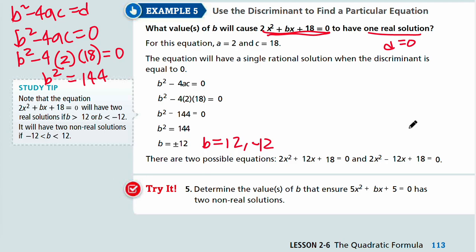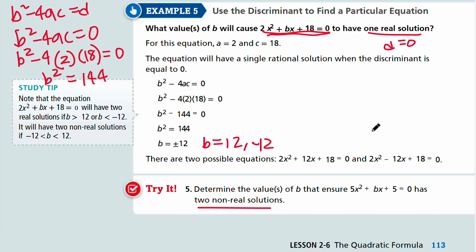So let's look at try number 5. Determine the values of b that ensure that this equation 5x squared plus bx plus 5 equals 0 has two non-real solutions. Okay, so again, there may or may not be two solutions. There would be a lot of equations that would be possible if you were to find an equation that has two non-real solutions, because your discriminant is always going to be negative.